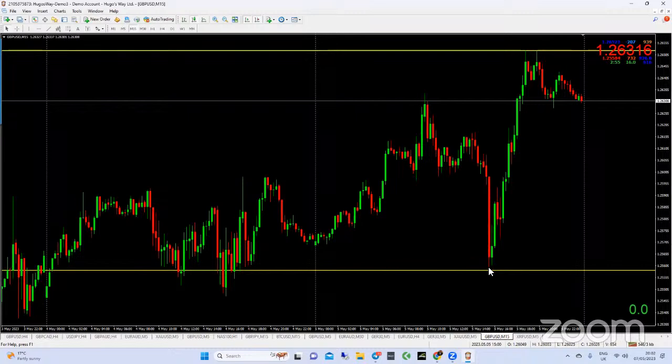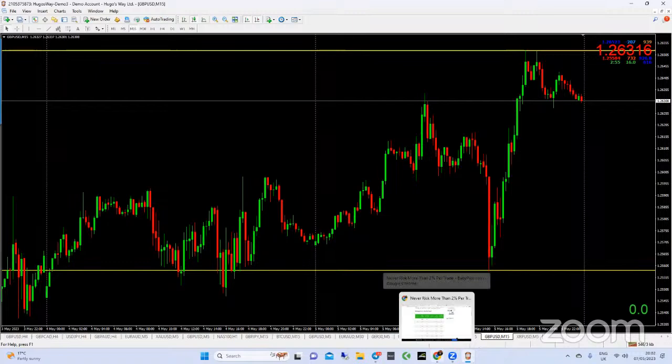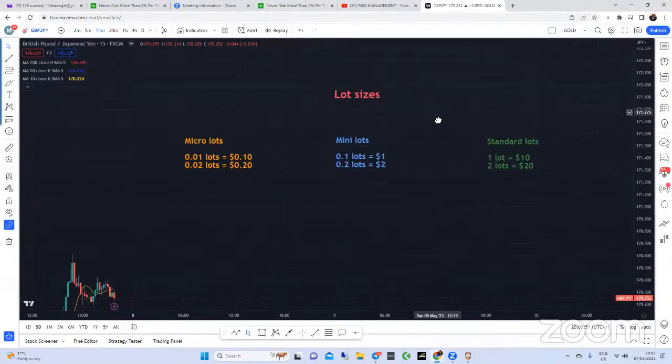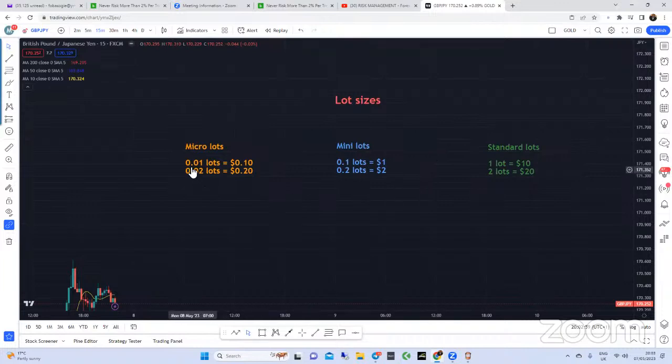Now, assuming you entered here, from what we said earlier on, we did show you that 0.01 lots, that's micro lots, equals 10 cents.